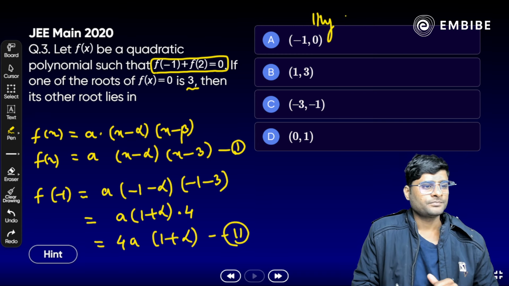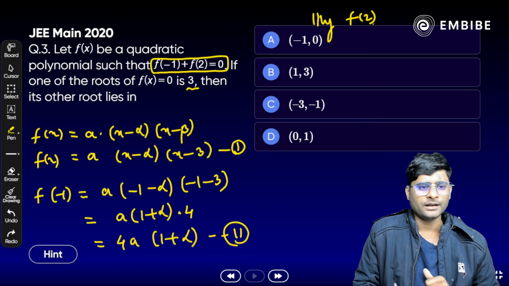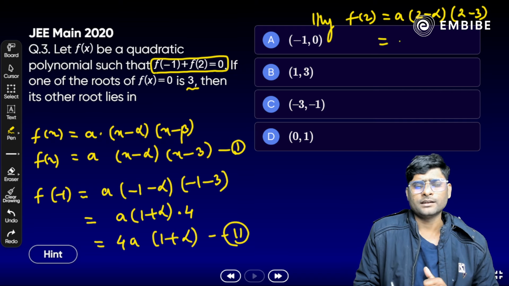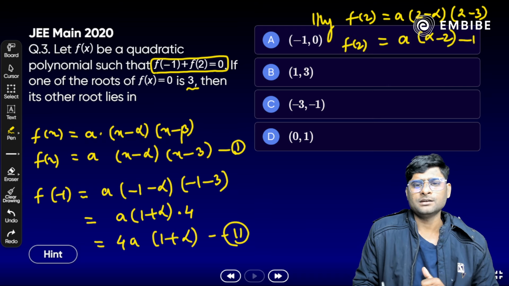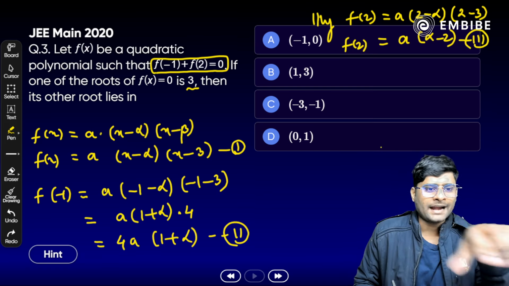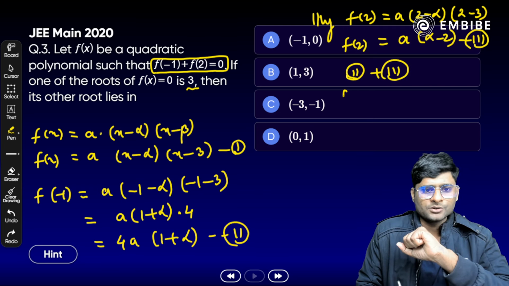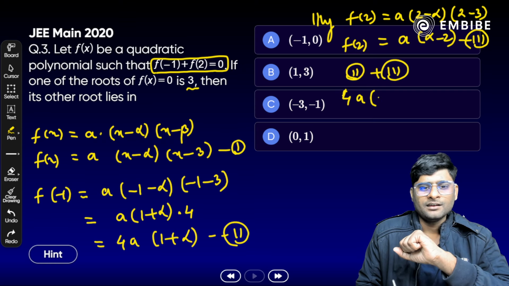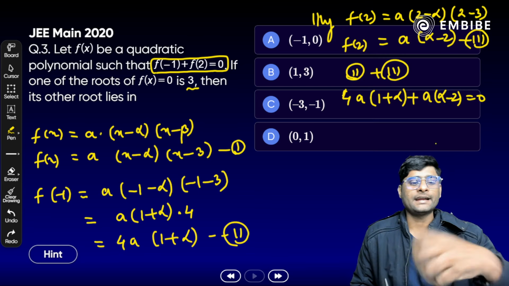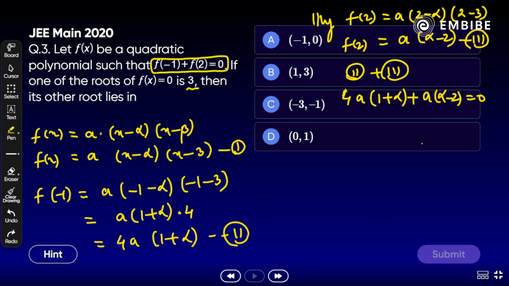Similarly, find f of 2. Now let's find the value of f of 2. What will be the f of 2 here? a times (2 minus alpha), and here (2 minus 3) is minus 1. So it can be written as a times (alpha minus 2). Yes, this is f of 2, equation number 3. Now substitute the value, or we can add equations 2 and 3 here. The sum is already 0 here. So we have 4a(1 plus alpha) added to a(alpha minus 2) is equal to 0. You can get alpha here.